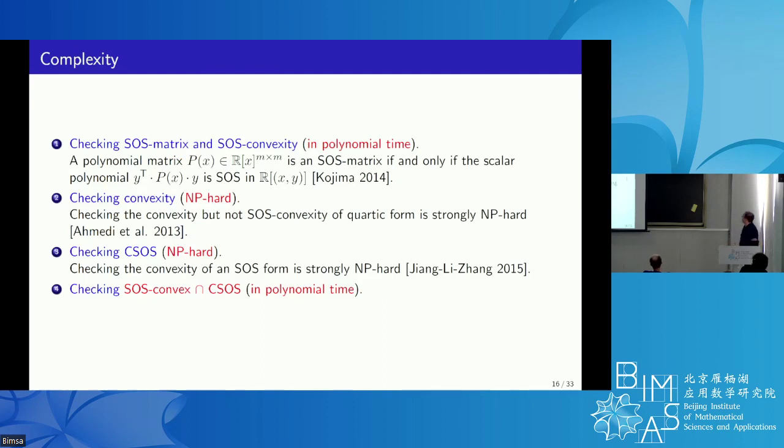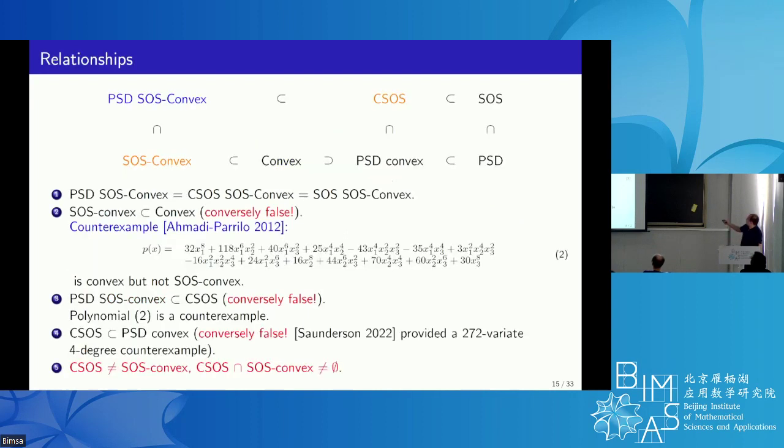And similarly for complexity, you can see that convexity and CSOS in general are NP-hard, but the others can be checked in polynomial time. So what we are interested in is polynomials that are both CSOS and SOS convex, which can be checked in polynomial time and have very beautiful properties about non-negativity and so on. Right, that's something we are interested in.